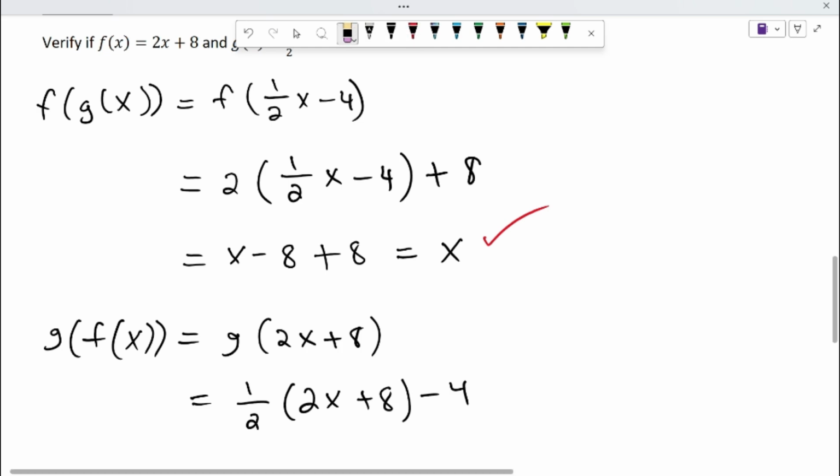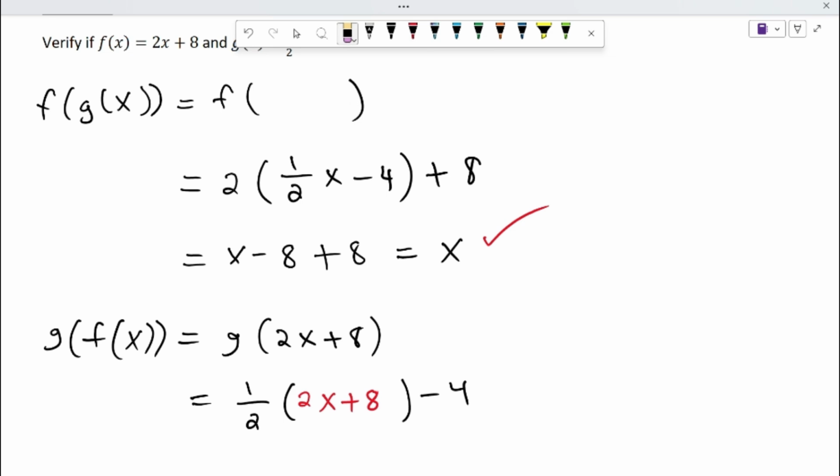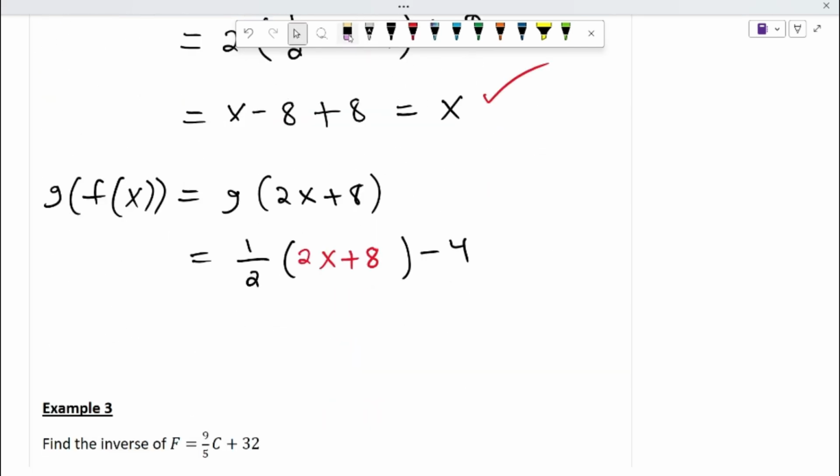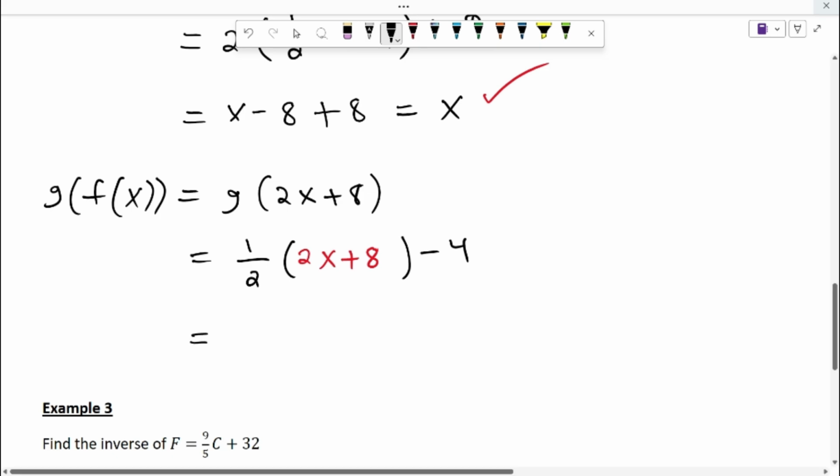I'm going to erase this and put 2x plus 8, and likewise erase this and put g in there, which is 1/2 x minus 4, just so that we're not confused on what's going on. This is the g function inputted into x. Okay. So let's distribute and combine like terms. The 2x and the 1/2 become x, and when I distribute this 1/2 into the 8, I get +4, and then -4, this equals x. All right, so we have a check mark there.